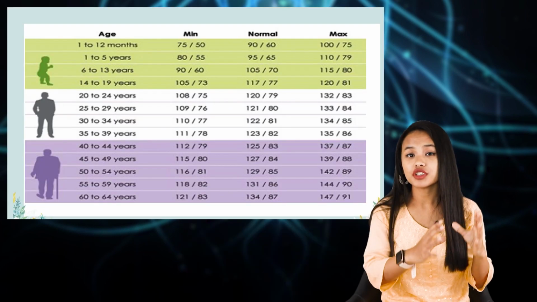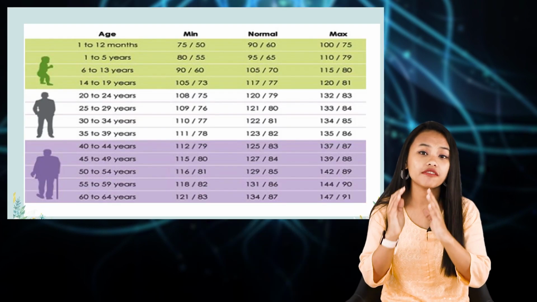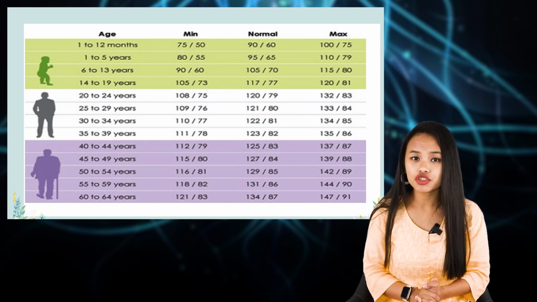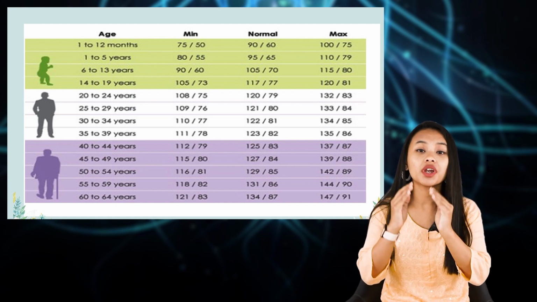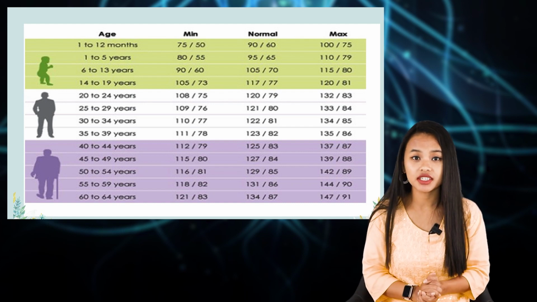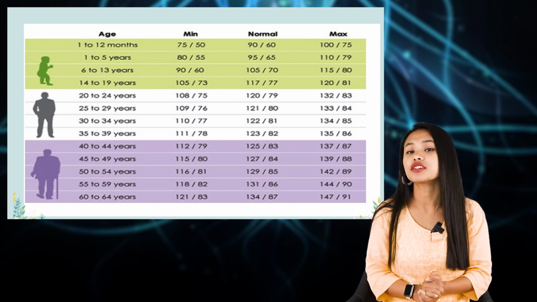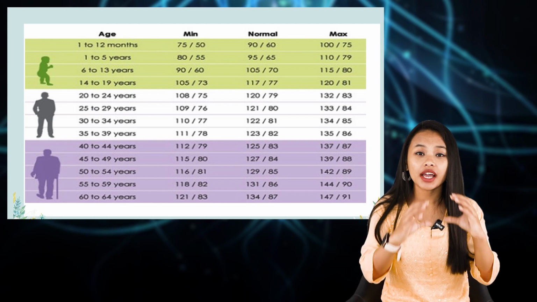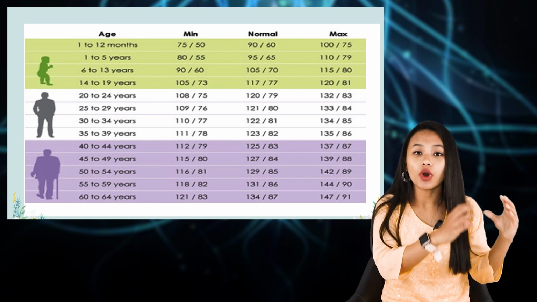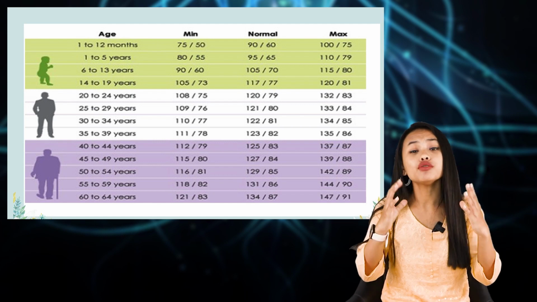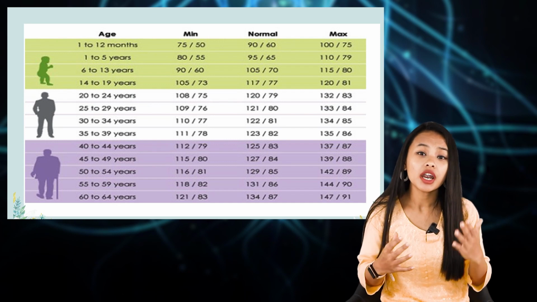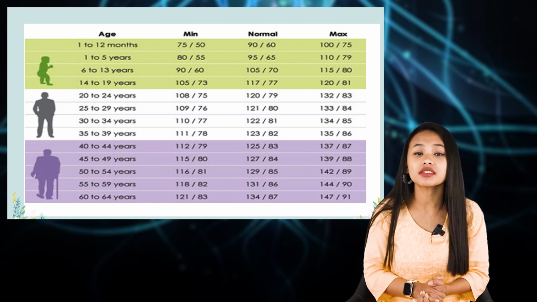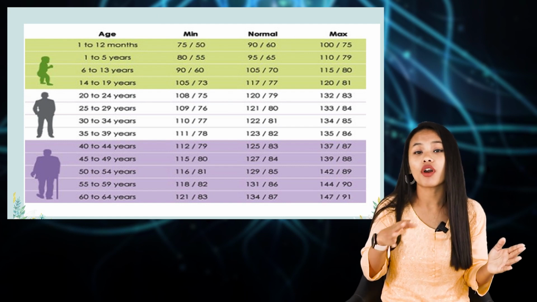So talking about the first age group, that is 1 to 12 months, the minimum blood pressure of this age group is 75 by 50, whereas the normal is 90 by 60 and the maximum is 100 by 75. So if the client is between 1 to 12 months and you find that their blood pressure is lesser than the minimum or higher than the maximum, then you can term it as hypotension or hypertension.